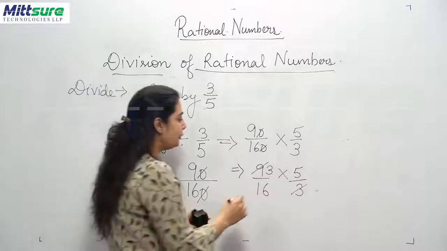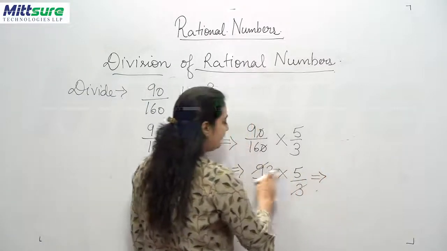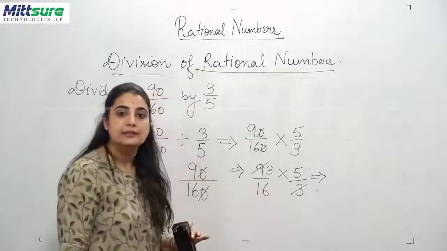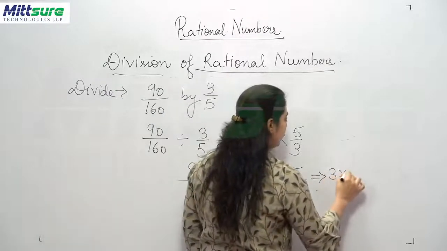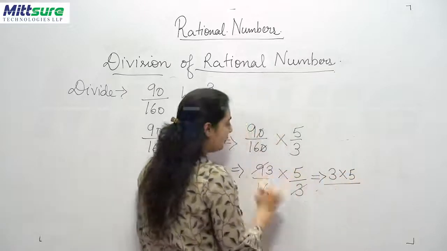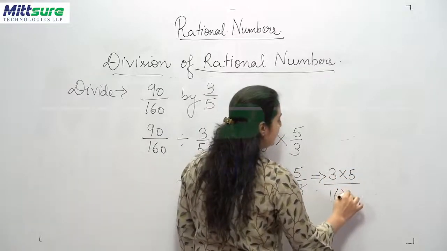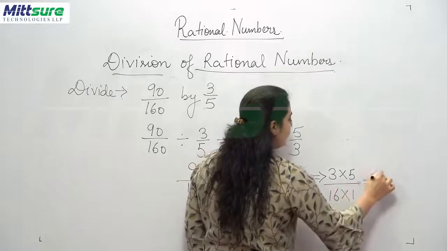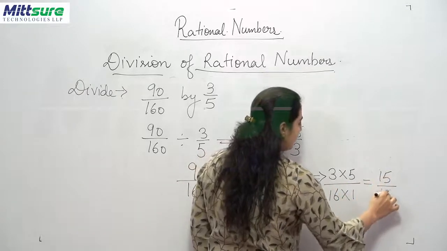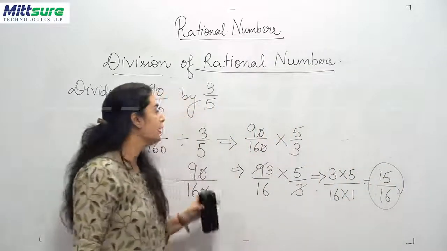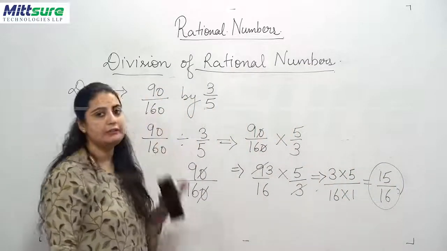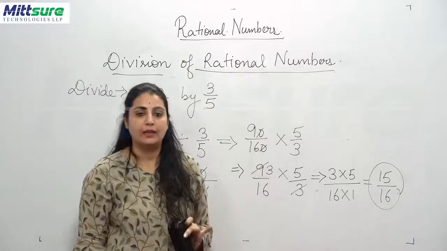So what are we going to do? We will be multiplying the rest of the left numbers. So in the numerator we are left with 3 multiplied by 5, and in the denominator we are left with 16 into 1. So 3 5s are 15 and 16 1s are 16. 15 upon 16 is the final quotient of the given division sum.